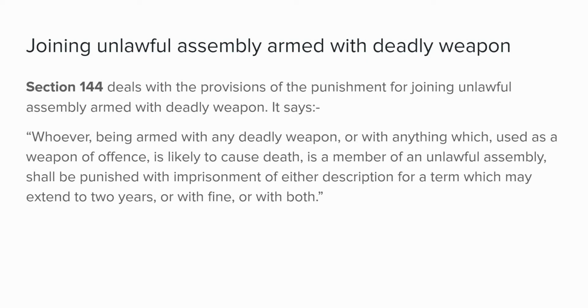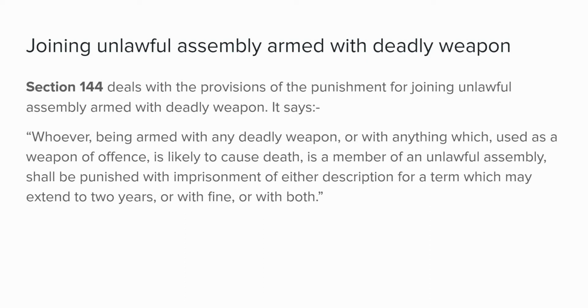Now what does this section say? This section says, whoever, any person who is armed with any deadly weapon or with anything which can be used as a weapon of offense, and that weapon of offense is likely to cause the death of any other person, if that person joins any unlawful assembly, then that person shall be punished with imprisonment of either description.